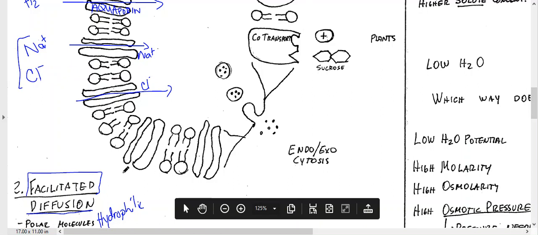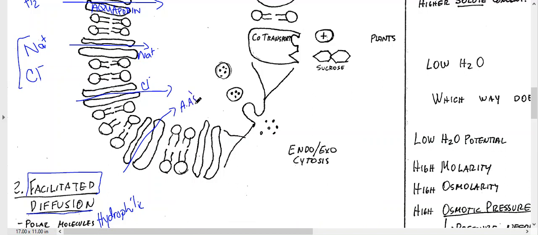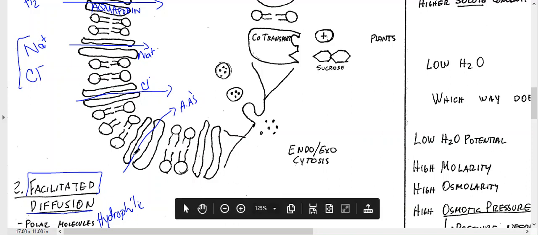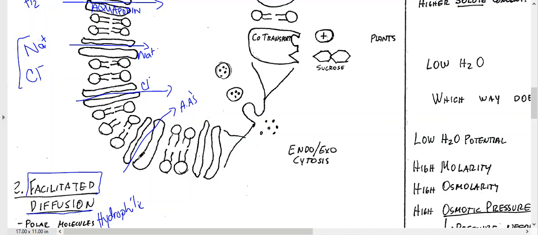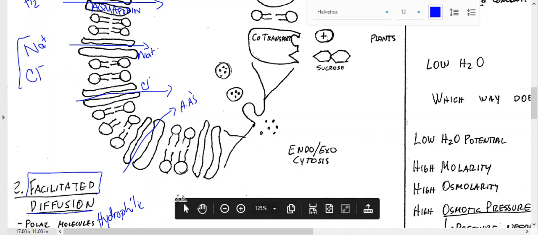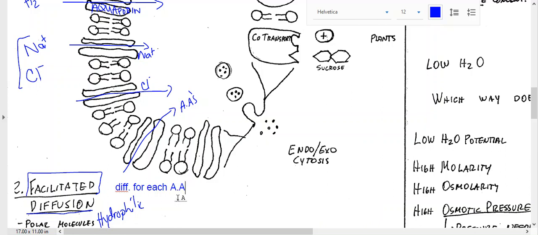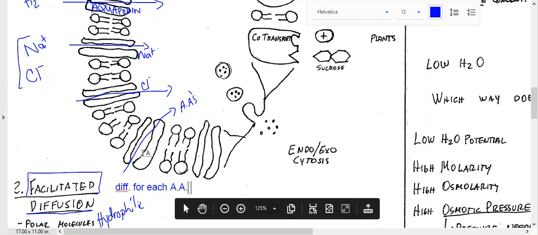Other things that might need to go through are amino acids. AAs, amino acids. Every amino acid has its own transport protein, its own protein channel here. It's not a one-size-fits-all. Not every single amino acid can make its way through the same channel. So there are 20 amino acids, there are 20 different channels, and that is an important point. So I'll go ahead and type that here. Different for each amino acid. Remember, these channels and these proteins are specific to the materials that can move through them.